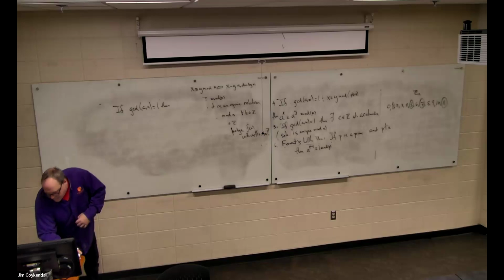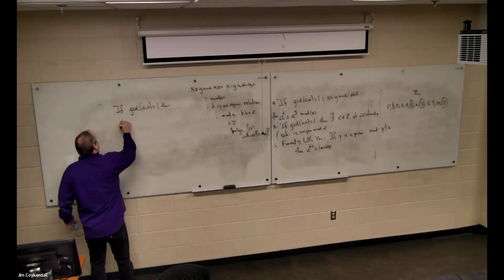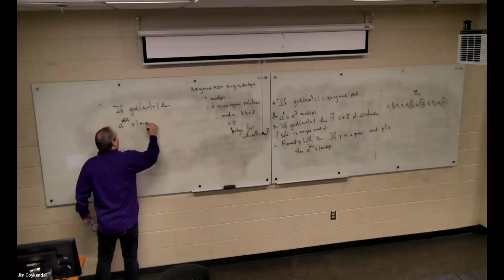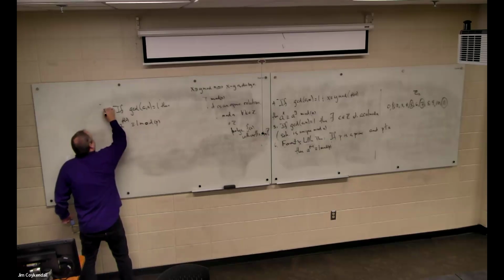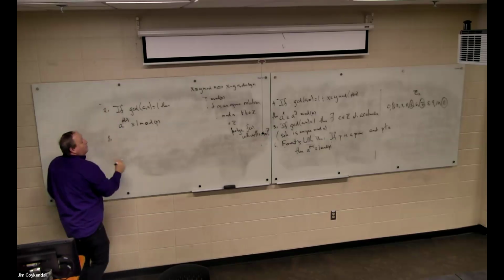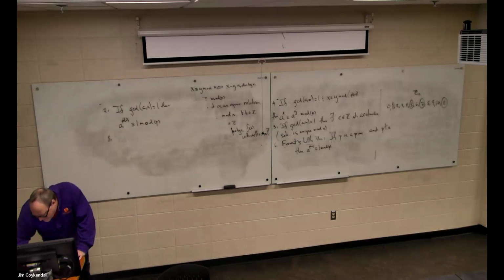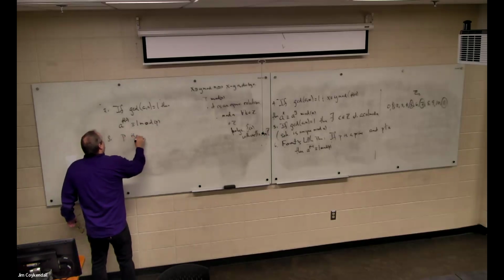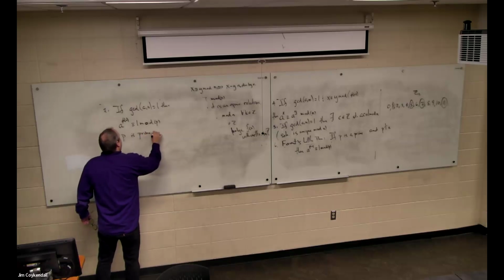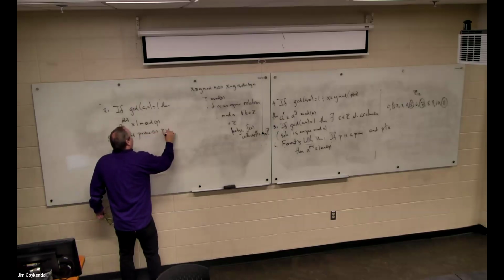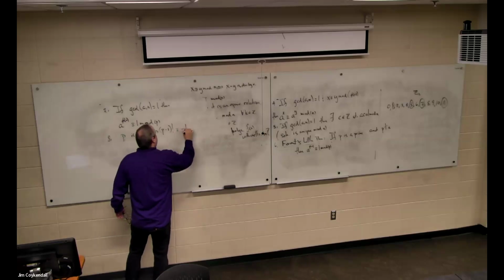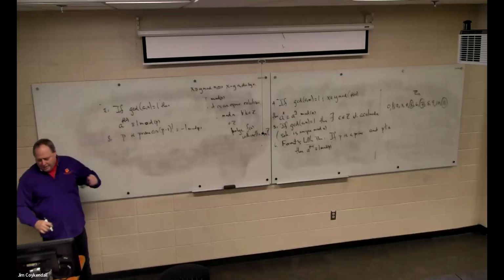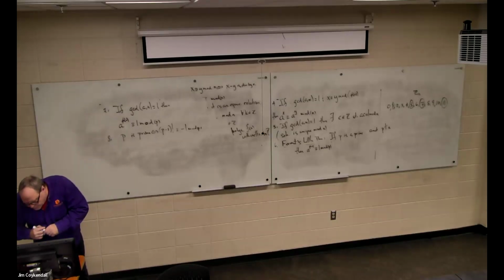Then A to the phi of N is equivalent to 1. And finally, P is prime if and only if P minus 1 factorial is equivalent to minus 1 mod P. This is called Euler's theorem, number 7, and the last one's called Wilson's theorem.